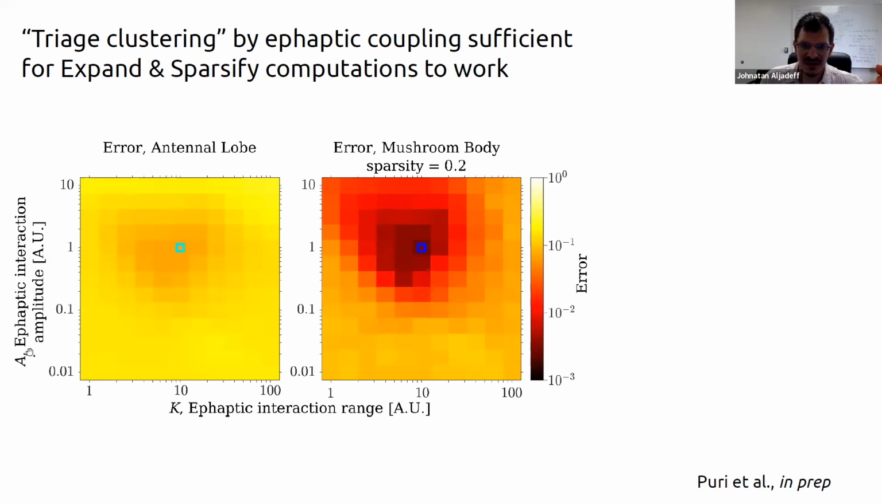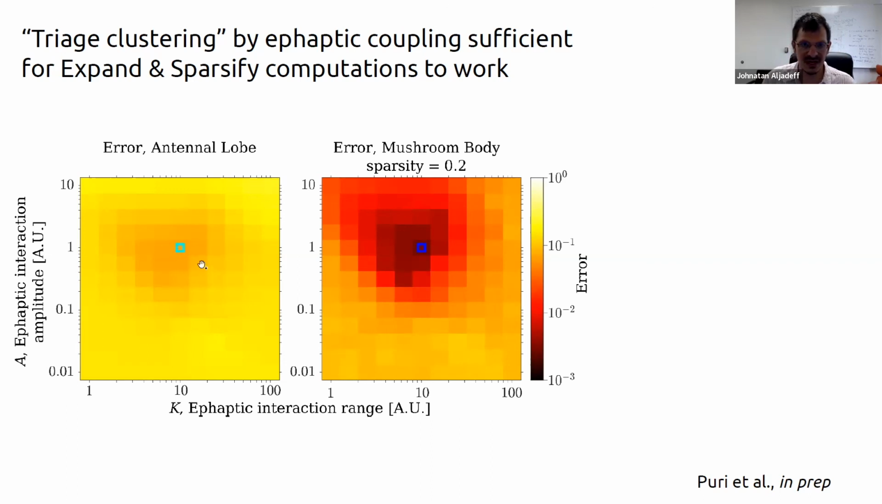We have the amplitude of Ephaptic interactions, and this is parameter A, and parameter K is the range of Ephaptic interactions. The way to think about it is how far away does the stimulus have to be from these cracks to feel the interaction. And at the level of the antennal lobe, we found an optimal pairing of these 2 parameters that leads to a relatively modest improvement in the classification performance of odors.